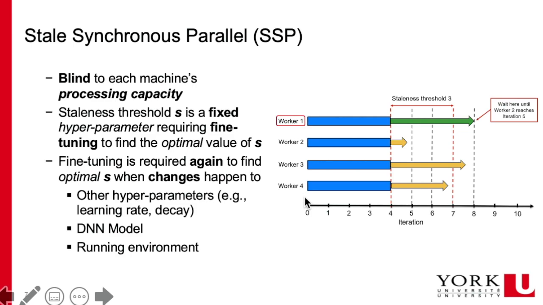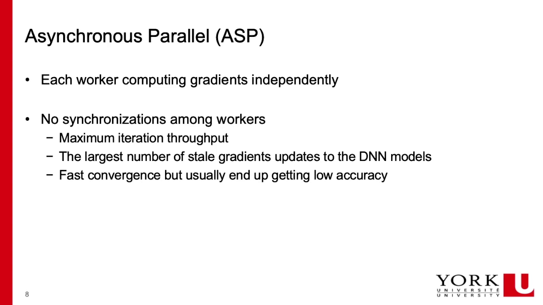Stale synchronous parallel, SSP, tries to alleviate the requirements of BSP, and it only focuses on the fastest and the slowest worker. In this example, worker 1 is the fastest, worker 2 is the slowest, and it allows the fastest worker to run 3 more iterations than the slowest worker. Then it has to stop when the threshold is exceeded until worker 2 reaches the end of the iteration, then it can proceed. In asynchronous parallel, all the workers compute the gradients independently. There's no synchronization among the workers, so it will deliver the maximum iteration throughput and also produce the largest number of stale gradient updates to the model training.